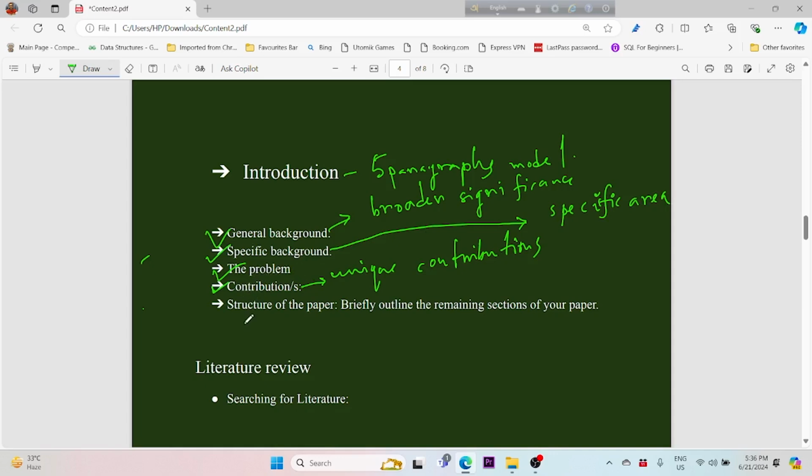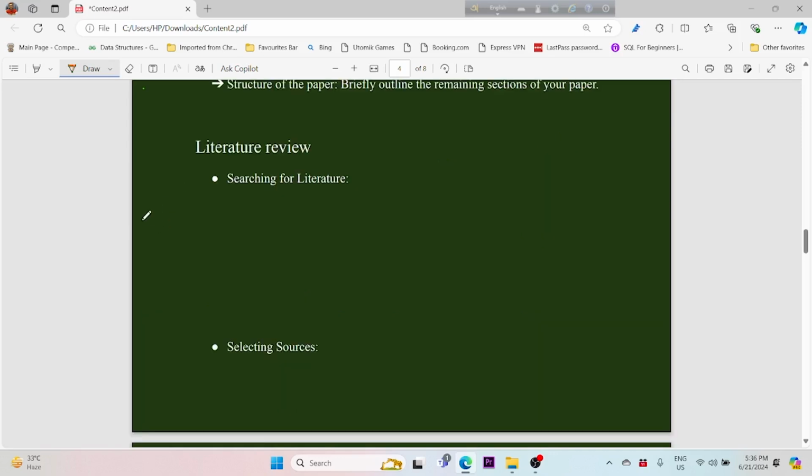Okay, so these are the introduction part. Now the next section is the literature review. For a good literature review writing, you need first good literature. So you have to search for good literatures. So you should start broad, then narrow.